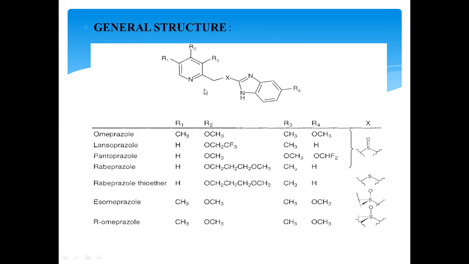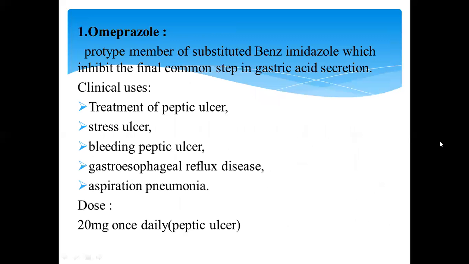This is the general structure for proton pump inhibitors. The examples are omeprazole, lansoprazole, pantoprazole. The changes occur at R1, R2, R3, R4 and X. If you take a look at the structure, we can see X remains constant. That is, X will be the sulfonyl group mainly. So first one we will see.